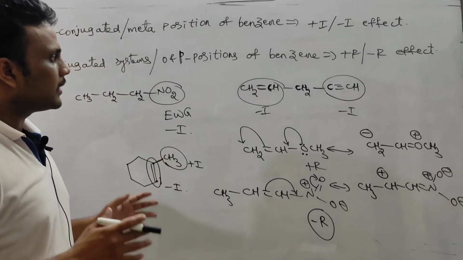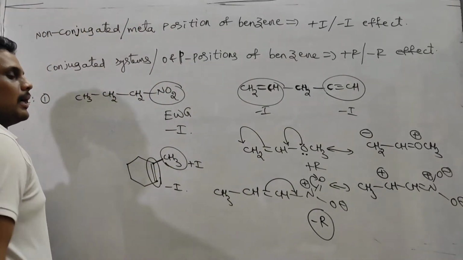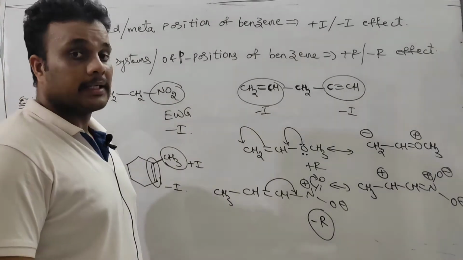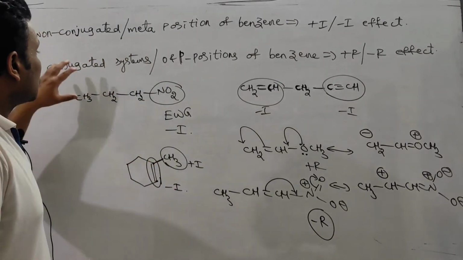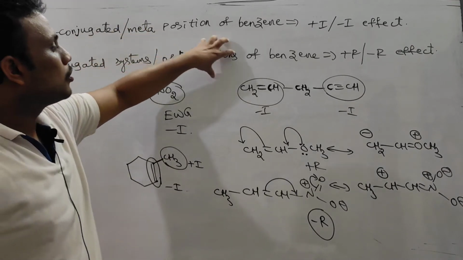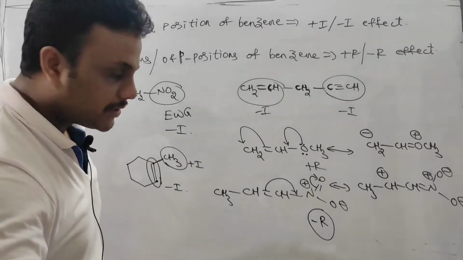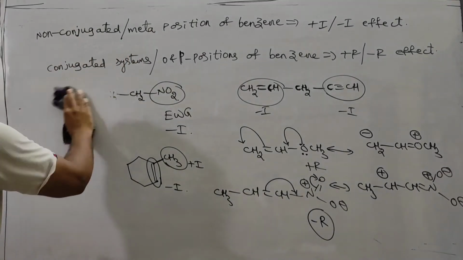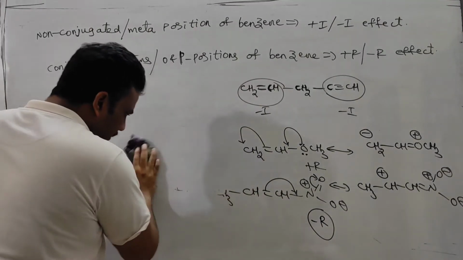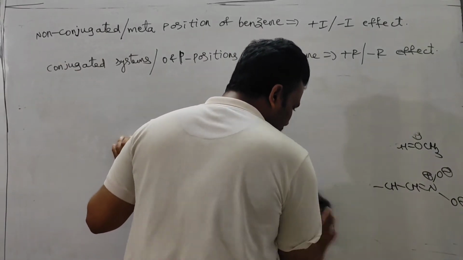If any group is attached to a non-conjugated system or to the meta position of a benzene ring, that group shows only inductive effect. If that same group is attached to any conjugated system or to the ortho or para positions of a benzene ring, it should show resonance effect, plus R or minus R. And it is very easy to identify whether the group is plus R or minus R.